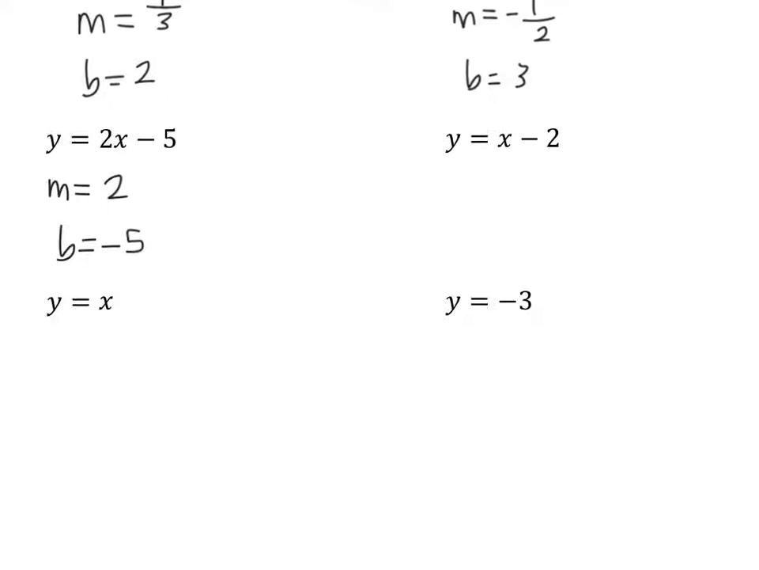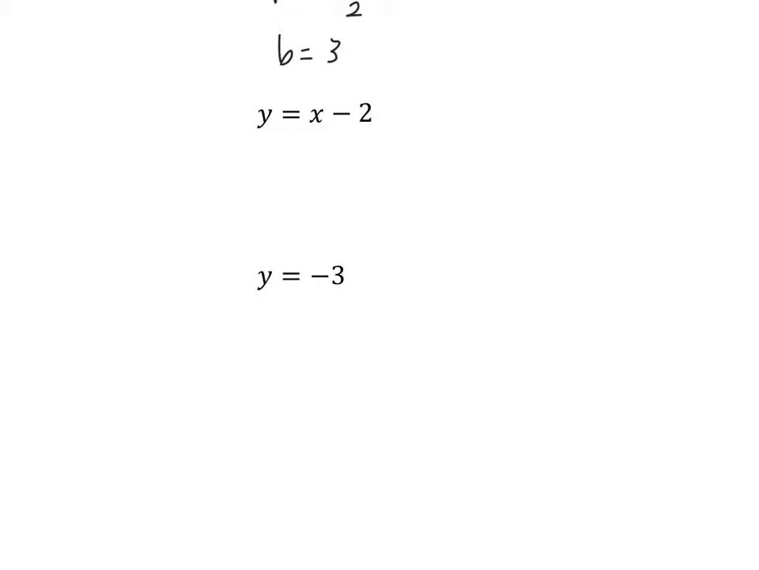Let's keep going. y equals x minus 2. In front of x, it doesn't look like there's a number written, but we know really what is in front of x, a 1. So 1 would be our slope. b would be -2.